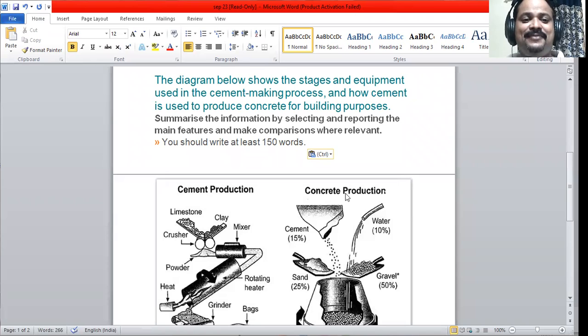Hi everyone, today we are going to see this particular task as our academic task 1 question solution. So this is a diagram. The diagram below shows the stages and equipment used in the cement making process and how cement is used to produce concrete for building purposes. So this is the question that we are going to discuss.